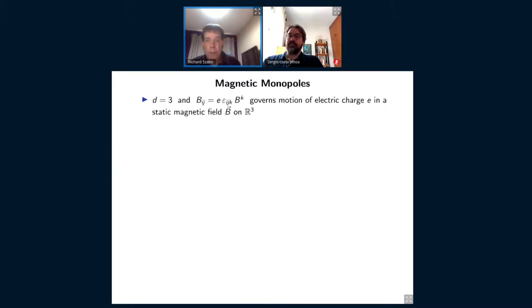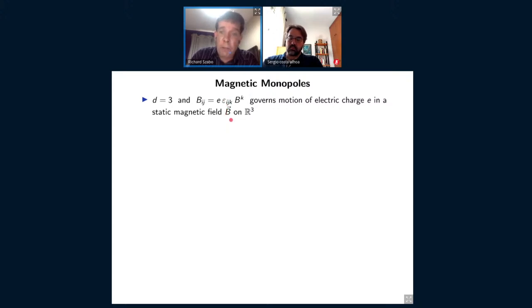So let's look at some examples of this. The simplest example is in the physics of magnetic monopoles. So we look at three dimensions, we put D equal to three. What is this two-form now? This two-form is determined by a magnetic field in three dimensions. Using the Levi-Civita symbol, we can turn the magnetic field in three dimensions into a two-form.